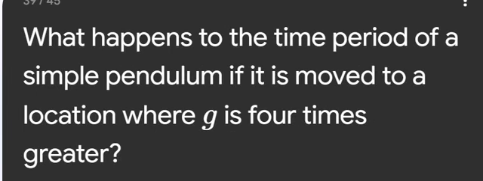Okay, 39th question is on your screen. What happens to the time period of a simple pendulum if it is moved to a location where g is 4 times greater? Just recollect the way time period is related to the value of g, and then if g is 4 times greater, think how the time period is going to change.